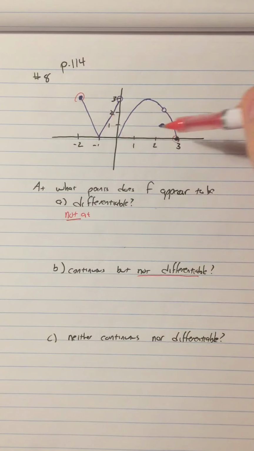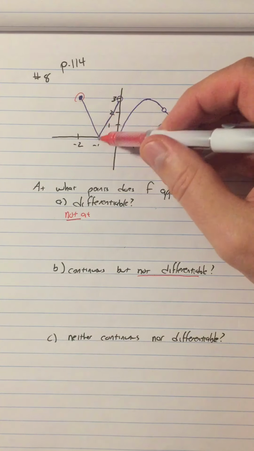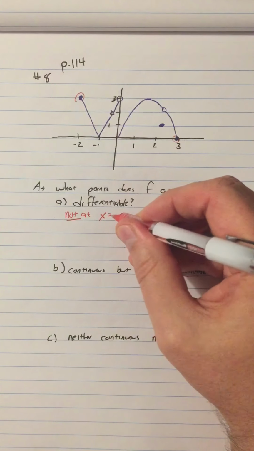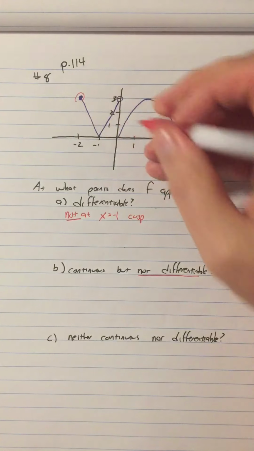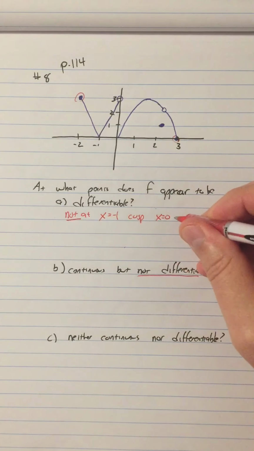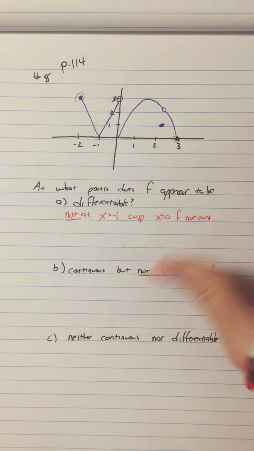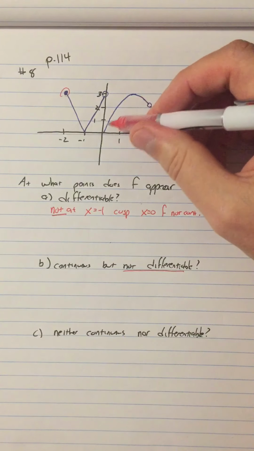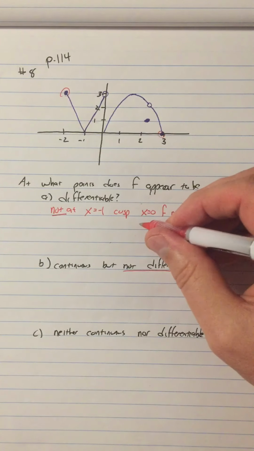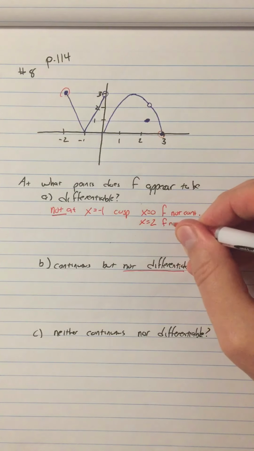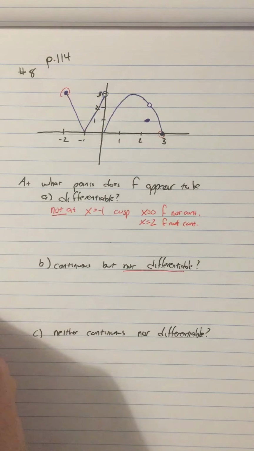So let's look at points in the interior of the domain. That would be at -1. So not at x equals -1 because there's a cusp there. Not at x equals 0 because f is not continuous. You can just make very short justifications like that. Not at x equals 2 because f is not continuous. So those are the points where it's not differentiable, but that wasn't the question.